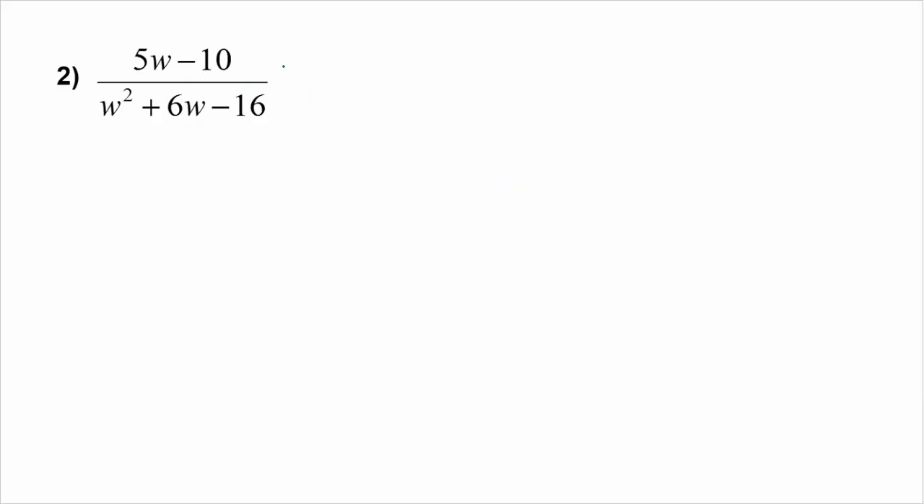We've got 5w minus 10 over w squared plus 6w minus 16. So I'm going to start by taking a GCF of 5 out of the top. That gives me a w minus 2 right here. And then on the bottom, let's factor this into w and w.